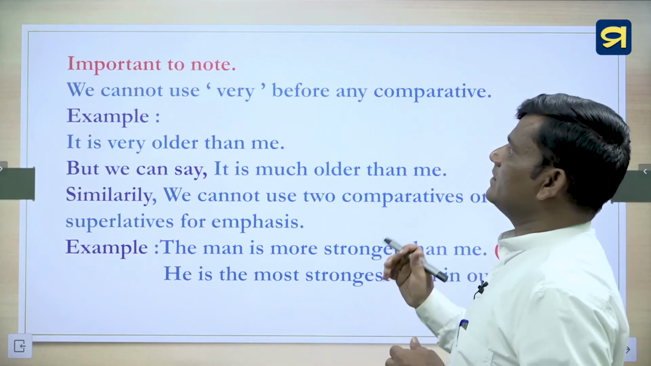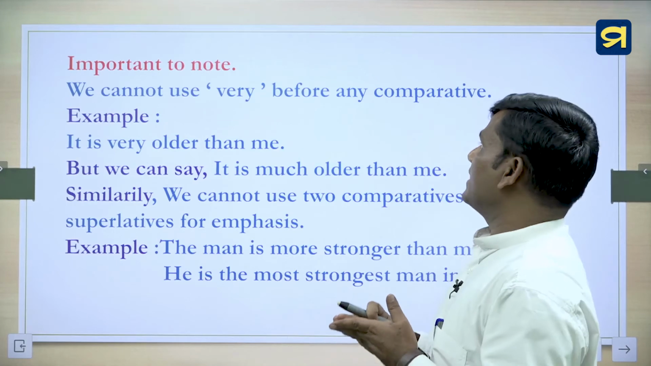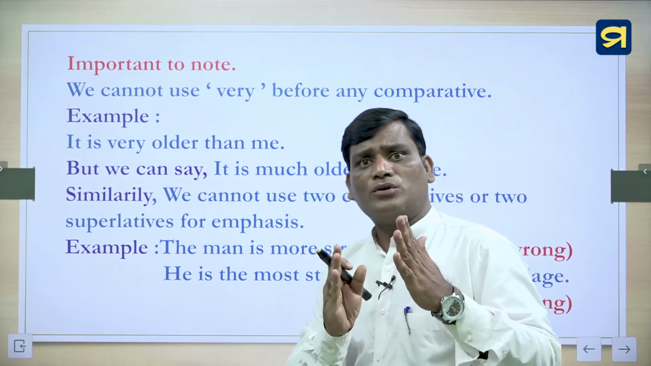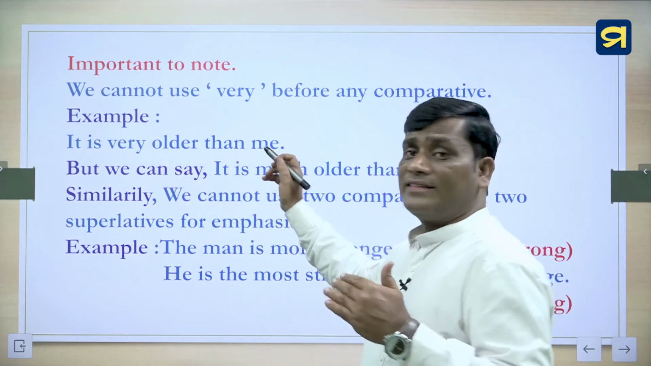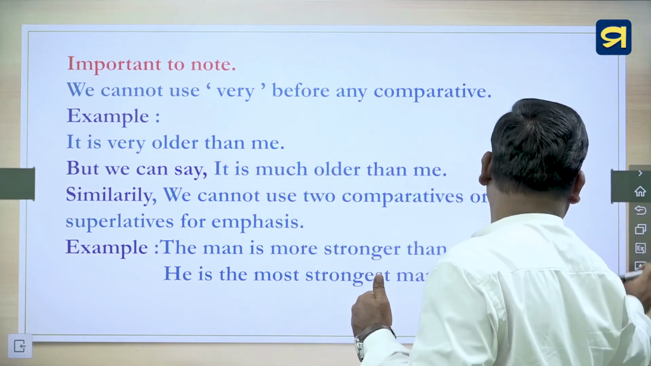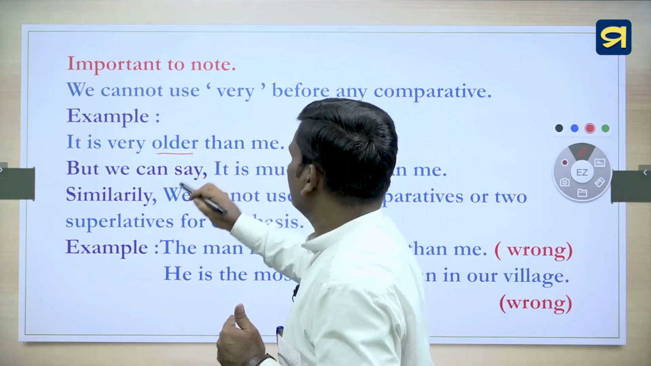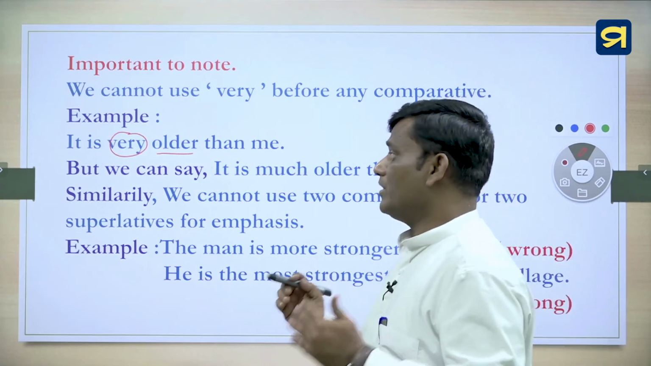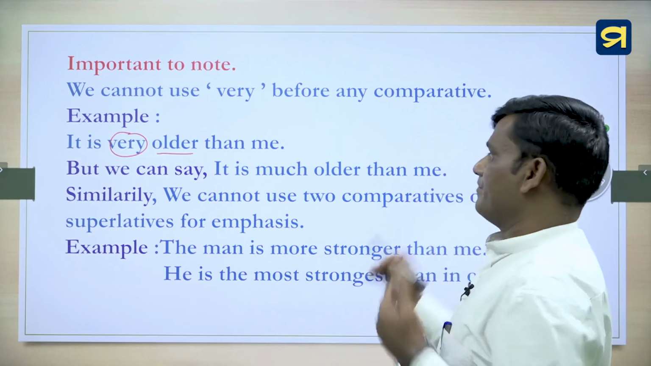Okay, next, important notes. You have to remember all this. We cannot say very before any comparatives. Very is the word we should not use in comparatives. Look at this: it is very older than me. Older is used here in the comparative form, but very should not be used. It is the rule. We have to remember this. But we can say it is much older than me.